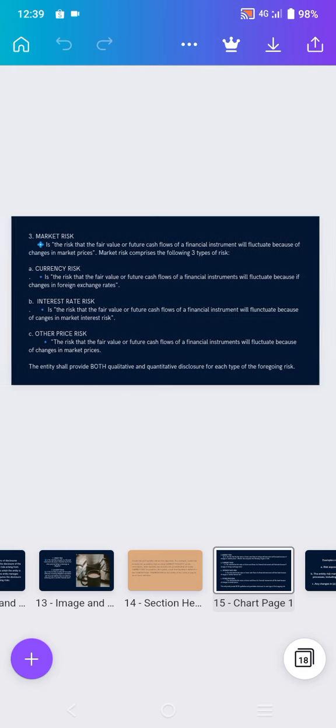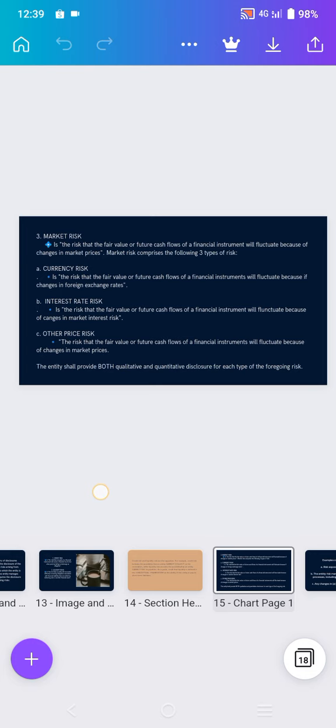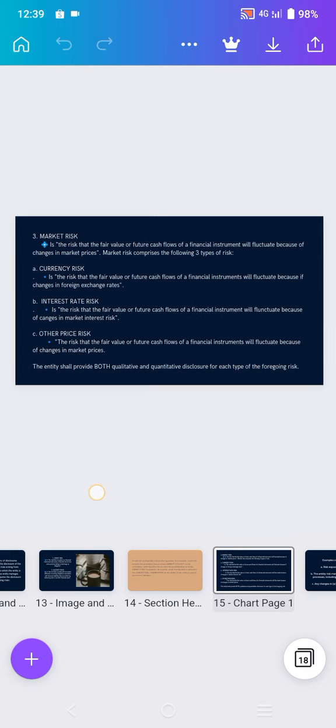Number C, other price risk po. The risk that the fair value or future cash flows of a financial instrument will fluctuate because of changes in market prices. So as we can see dito po sa market po natin, nagkakaroon po talaga ng risk po talaga dahil sa mga produkto po natin. Of course, especially import and export po, magbabago-bago po ang amount po niyan. Lalo na po, kino-considered po nila or ina-apply po nila dito po yung panahon po natin ngayon.